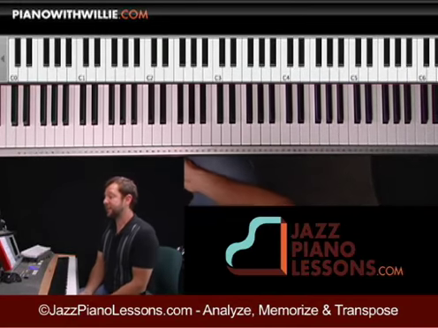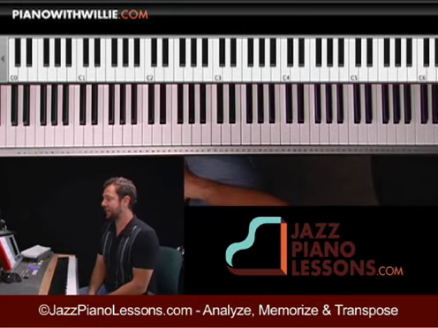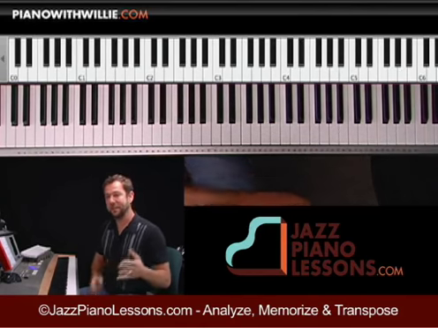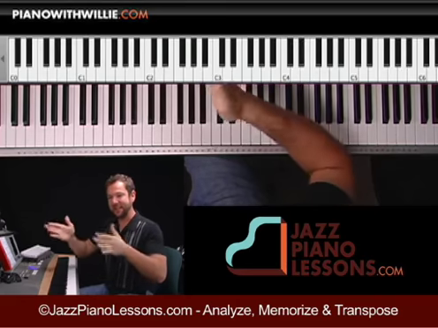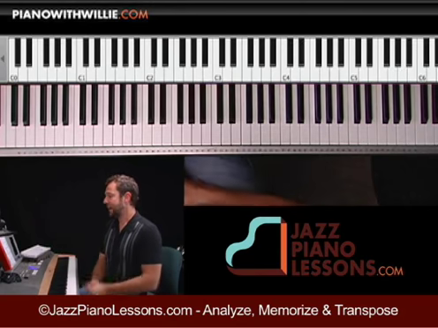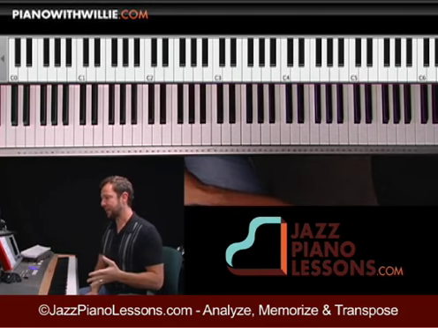All right, so now let's transpose the melody. Now this is probably the most difficult part. Sometimes, once you get better at an analysis, it's kind of easy to analyze a song and move it into other keys. Sometimes the melody can be a little bit tricky, but there are some tricks.